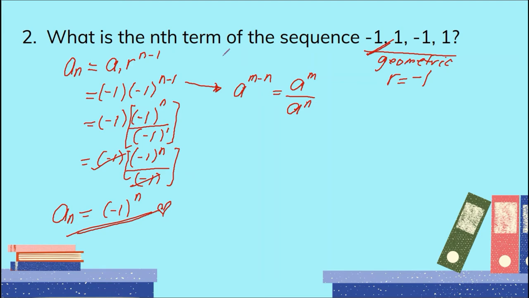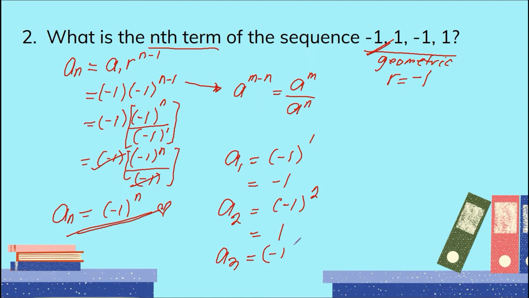Kapag itetest mo siya, ang n mo ay 1, magiging negative 1 to the power of 1 is equal to negative 1. A sub 2 is negative 1 to the power of 2 is equal to positive 1. A sub 3 is equal to negative 1 to the power of 3, that is negative 1. Okay, so yan lang po. Yan, nakuha na natin. Okay, so let's proceed.